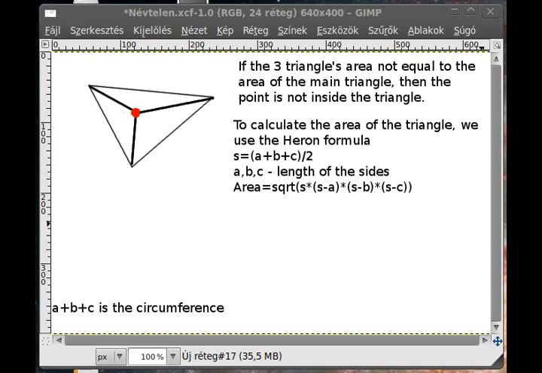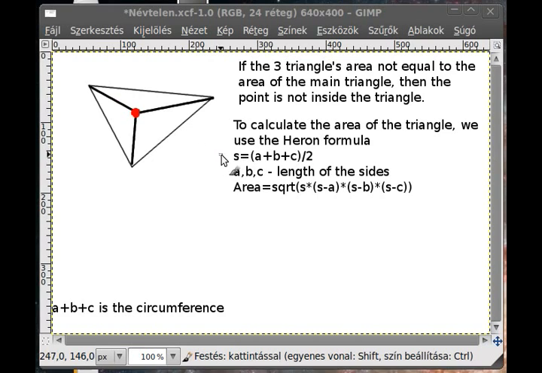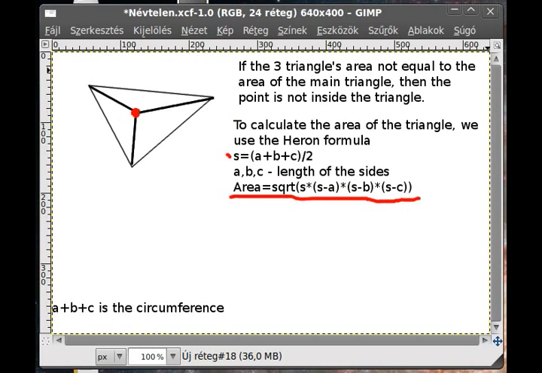We calculate the area of the triangle by something called the Heron formula. This is actually very simple. I just get the circumference of the triangle, divide it by 2, and represent it with S. Then I use this formula to calculate the area: the square root of S times (S minus A) times (S minus B) times (S minus C). This is the Heron formula, and this will give the area of the triangle.